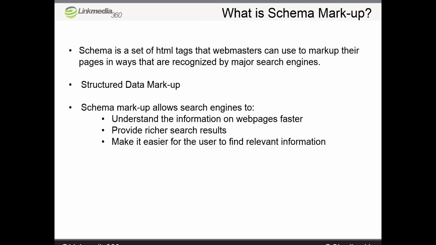So the first is, what is schema markup? Schema markup was a collaboration started in 2010 between all of the largest search engines, so Yahoo, Bing, and Google. They collaborated on a way to help search engines find important information quicker. Essentially, it's just a set of HTML tags that webmasters can use to mark up their pages in a way that's recognized by these major search engines. Schema markup allows search engines to understand the information on a web page faster and provide richer search results. So they're able to pull in rich media into the search engine results page, and it just makes it easier for Google and search engines to display relevant information to the user quicker.